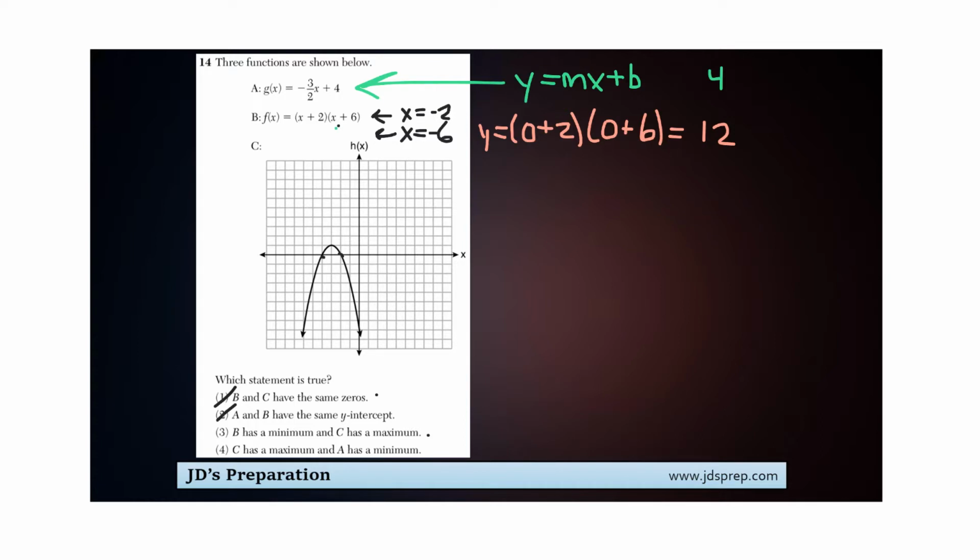Now let's look at the third one. It says that b has a minimum and c has a maximum. Well, c definitely has a maximum. We can see it right here. That's our maximum right there. Everything is below it. How do we tell if b has a minimum?